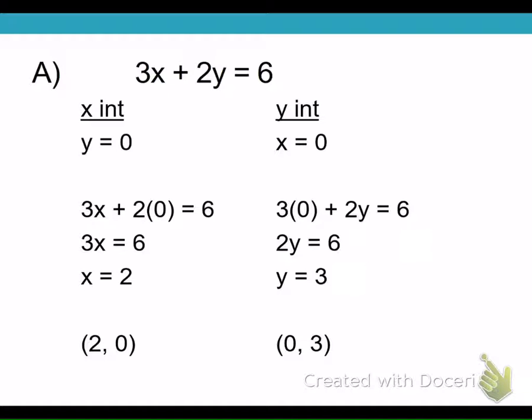Some people, and this is kind of how I do it, when it's in this standard form, to find the y-intercept, you can basically just cover up the x, right? To find the x-intercept, you basically just cover up the y. It doesn't work when it's in slope-intercept form. You can't just cover it up. But in standard format, it works pretty well.